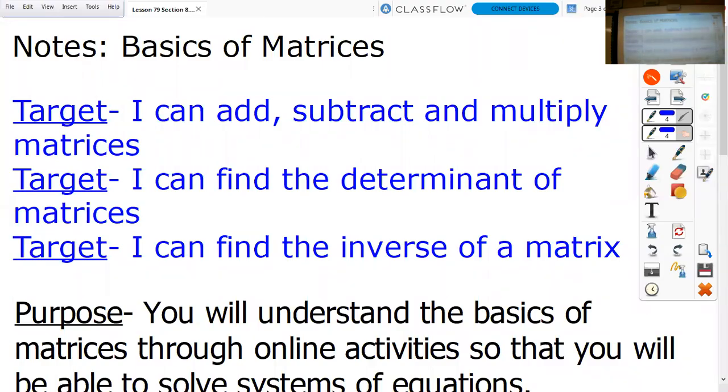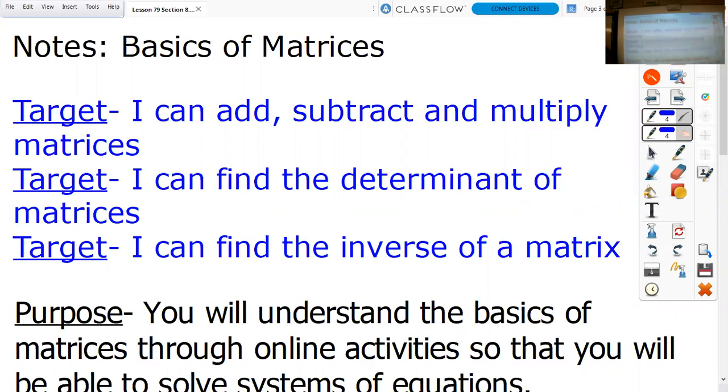All right, so these are going to be the notes on basics of matrices. The majority of you have seen this before in Honors Algebra 2, but if you were in college prep Algebra 2, I don't believe you've ever seen this before. So that could be a little world rocking, but know that I'm here to help. If you need extra help, I'm happy to do it.